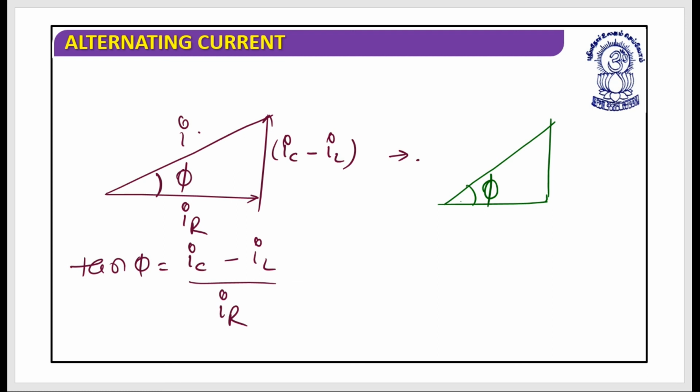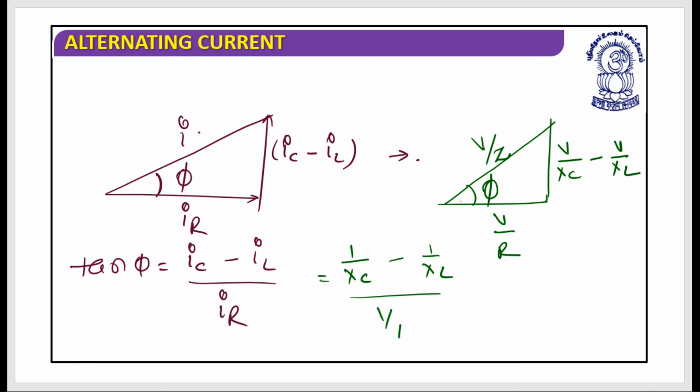What could be given is that this tan phi equals V by XC minus V by XL, this is V by R, this is V by Z. Yes. So V could be cancelled out, and this equals 1 by XC minus 1 by XL divided by 1 by R. I hope this is clear. Is it clear? Are you sure? Now, great.